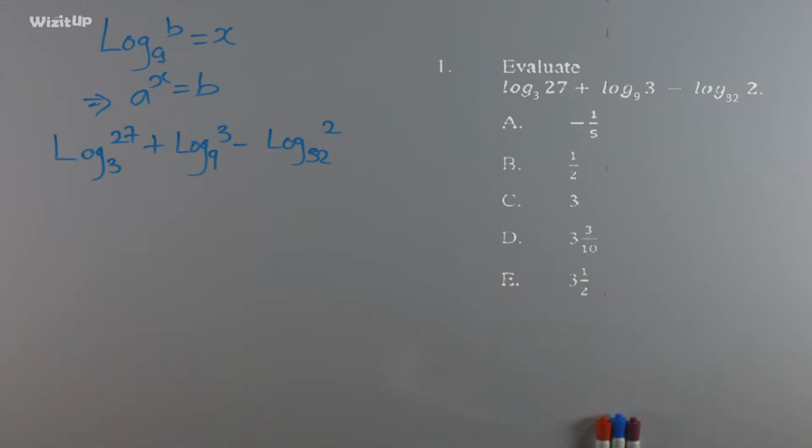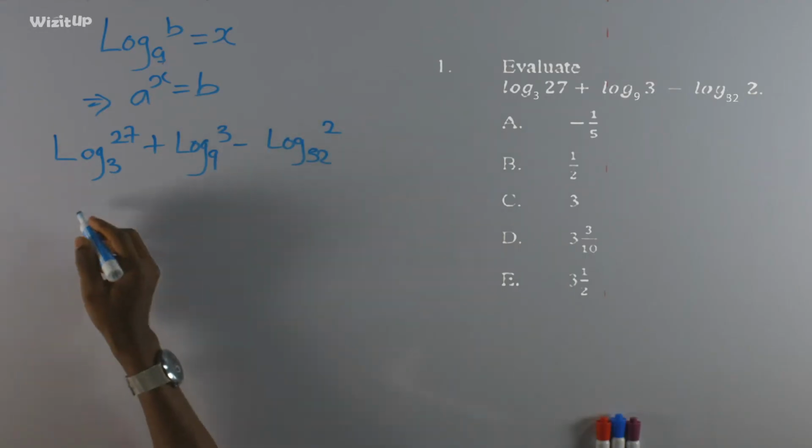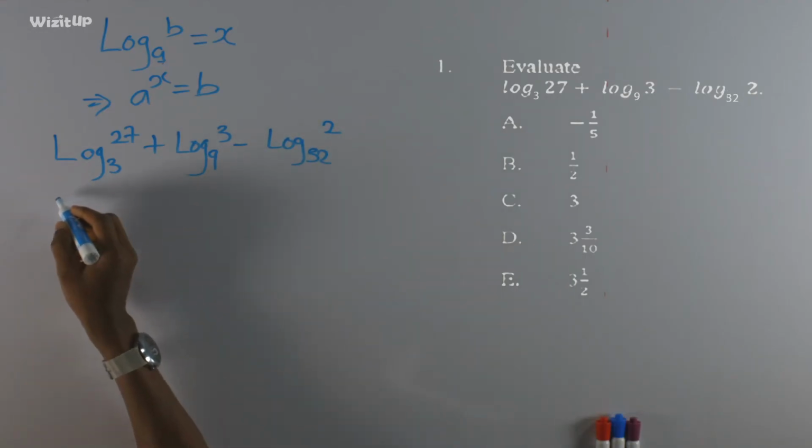But if you look at it very well here, you will notice that the bases are different. For the first, we have base 3, base 9 for the second, and base 32 for the third. So what we need to do in this case is to face these logs individually. And if we are to do that, we need to express some of these numbers that we have here in index form. Now, 27 can be written as 3 raised to the power 3.